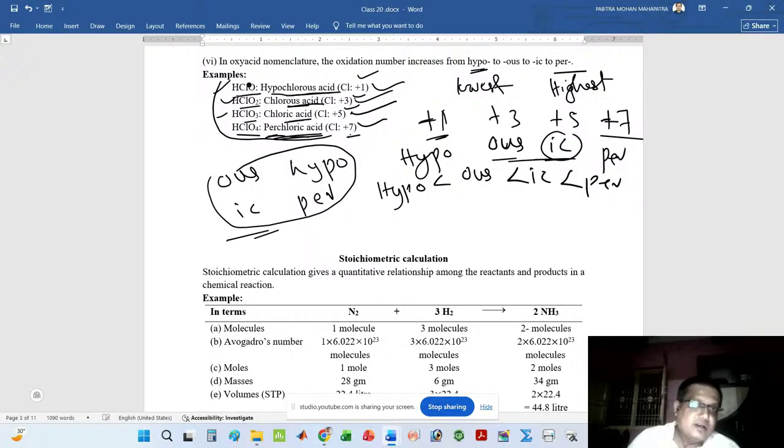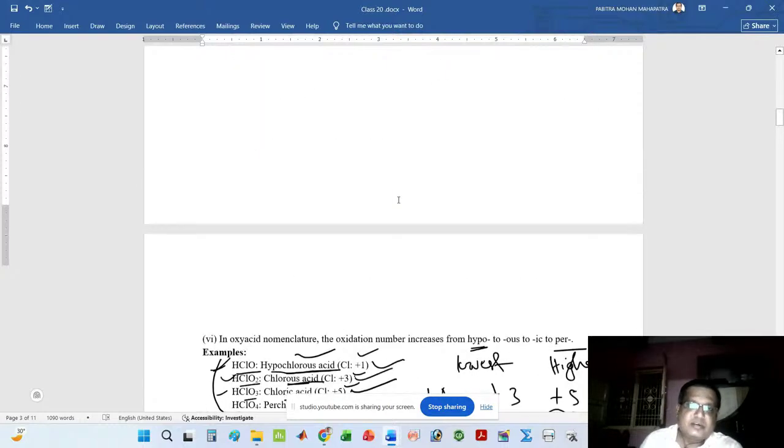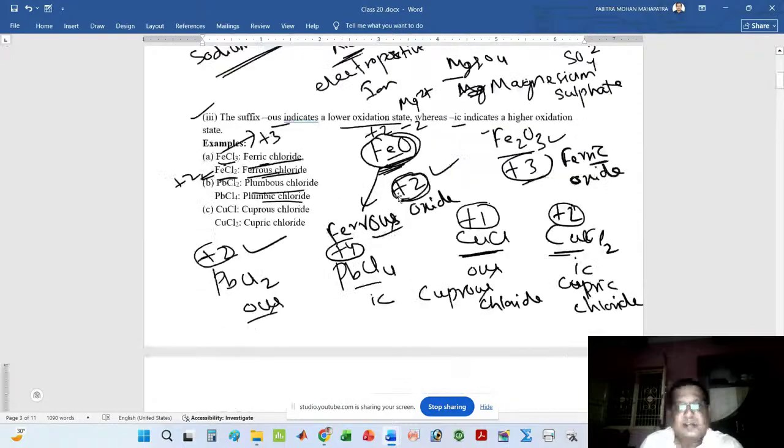Again, I will repeat here. HClO is named hypochlorous acid. HClO2 is named chlorous acid. HClO3 is named chloric acid. HClO4 is named perchloric acid. These are some rules for writing the name of a compound generally.